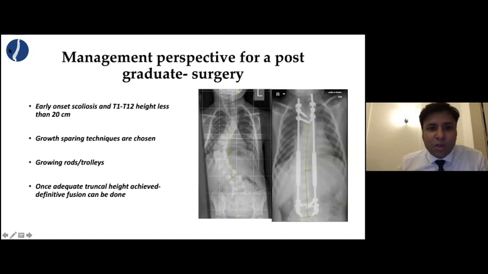In early onset scoliosis, when T1 to T12 height is less than 20 centimeters, to allow the spine to grow, you can try bracing initially. If that doesn't work, you do growth sparing options. Growing rods, magic rods, trolleys are the different options that are available. This will allow the spine to grow, but at the same time, it will control the deformity so that things don't go out of control. And once you have achieved adequate T1 to T12 height, you go for definitive fusion.